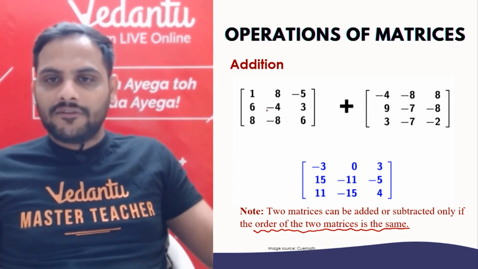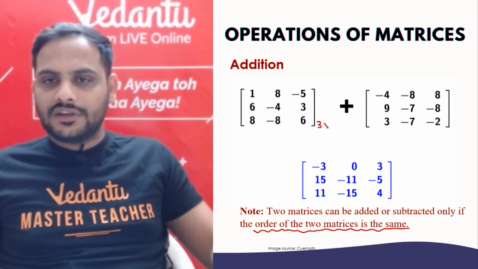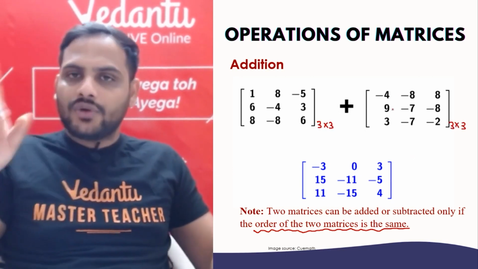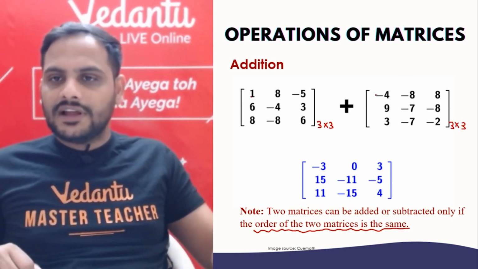So if I have to add these two matrices, you can clearly see both the matrices are of order 3 by 3. So if I have to add these two matrices, I will add 1 and minus 4.